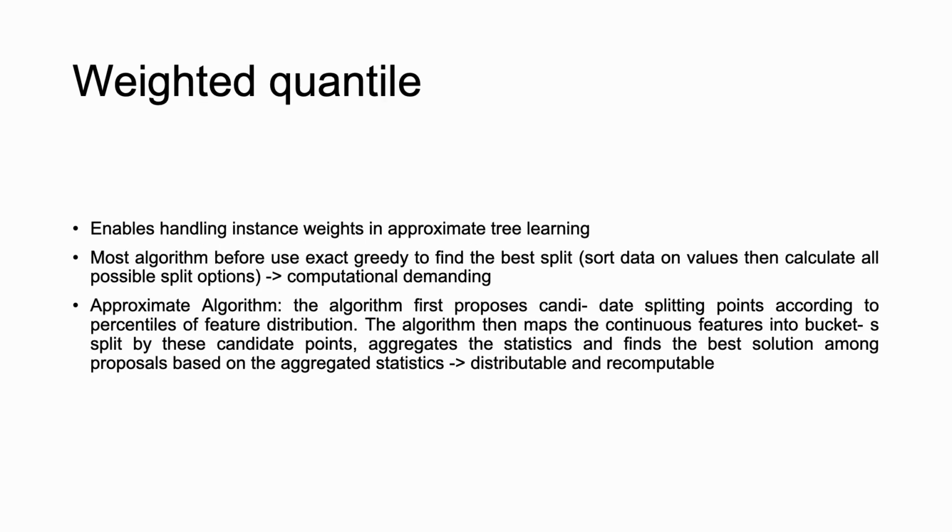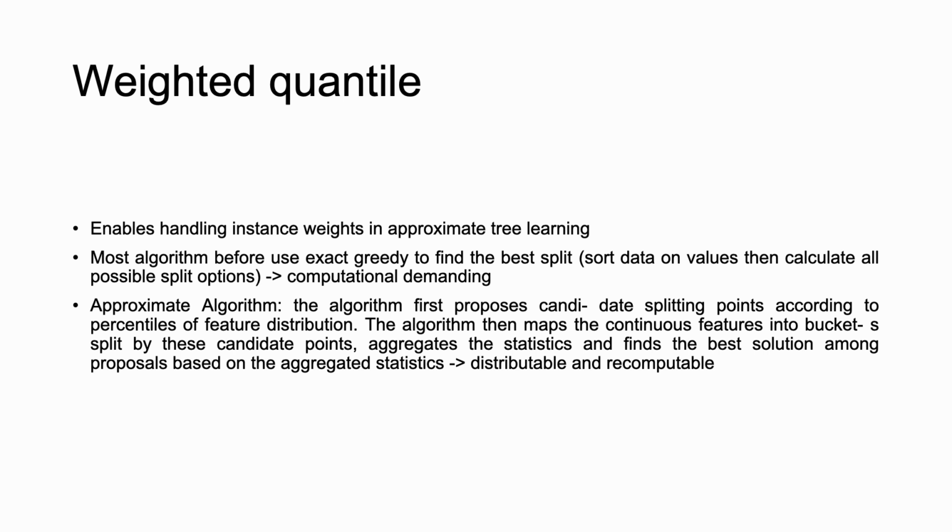The second improvement is a theoretically justified weighted quantile sketch procedure, which enables handling instance weights in approximate tree learning. Most algorithms before use the exact greedy split. We sort the data on values, then calculate all possible split options, which makes the algorithm computationally demanding. So, in XGBoost, we can use an approximate algorithm.